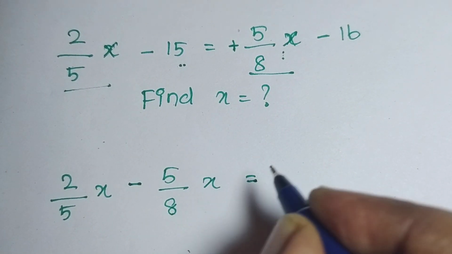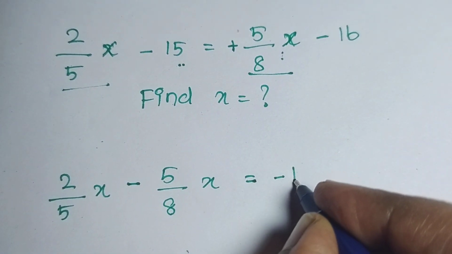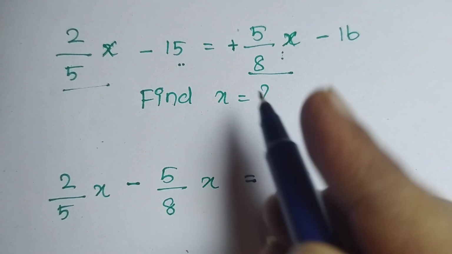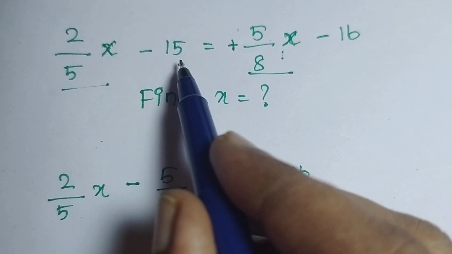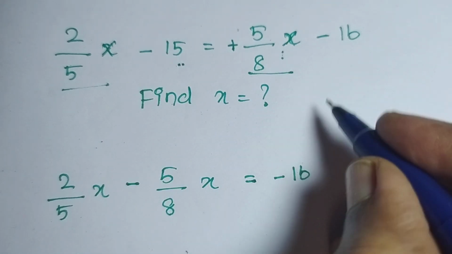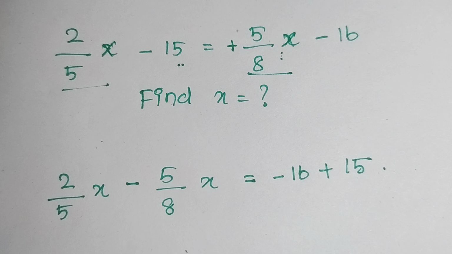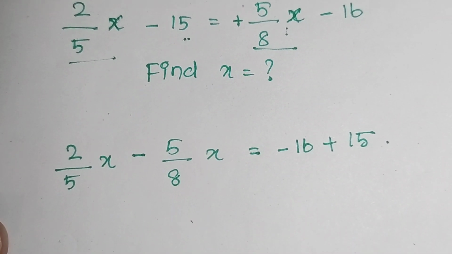which is equal to, on the right side the number is minus 16. So I'm going to write it as it is. Now I'm going to shift this minus 15 towards the right. Therefore this minus sign changes to plus and we write it as 15. This is the important step.